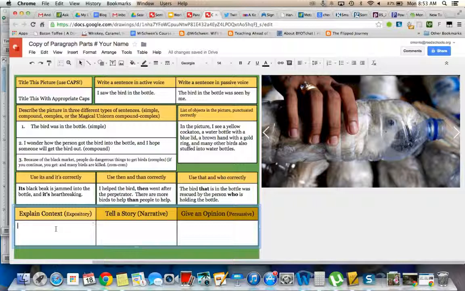So this is basically the stuff that you don't know by looking at this picture, but you know because I explained it to you. So things like the yellow cockatoo is in the bottle and has been put there by a smuggler who's trying to get money by selling the bird for pets or for parts. And they have been rescued by Indonesian police at the border. That's some of the context. So in your own words, just tell the story of what's happening in the picture that someone wouldn't know by looking at it. No opinions, no feelings, just what's going on in this picture.